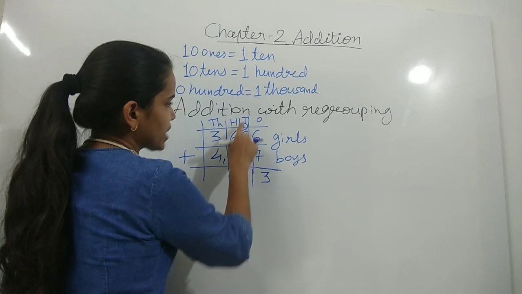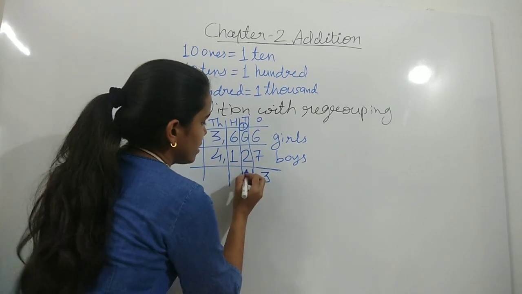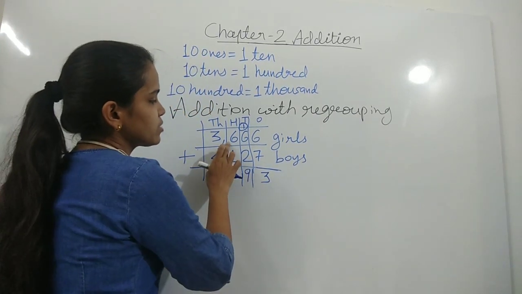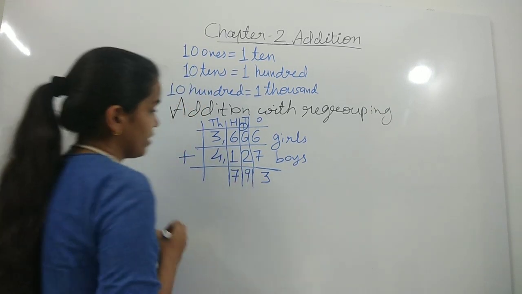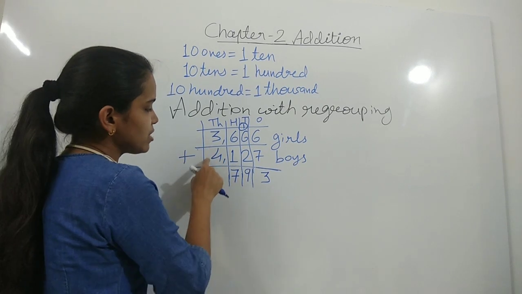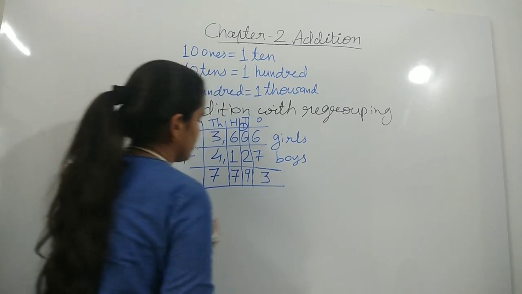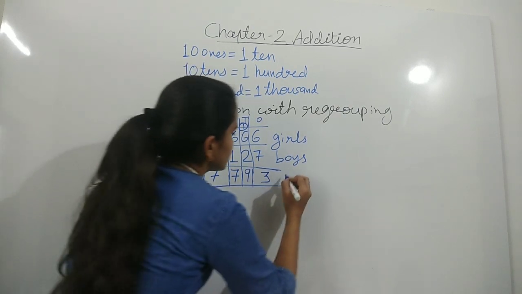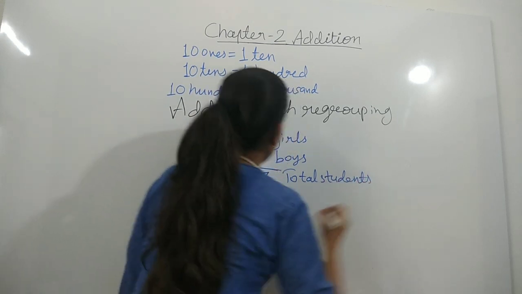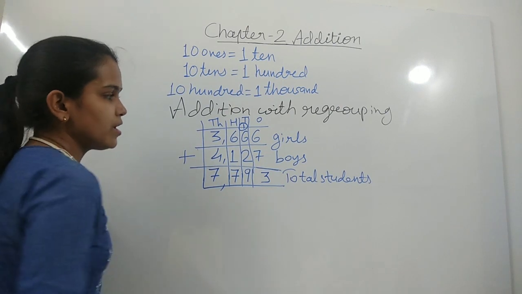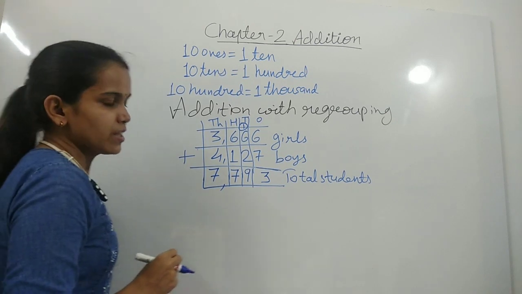Okay. Next we have to add the tens place digits. 6 plus 2 will become 8, plus carry 1 will become 9. Then in the hundreds place, 6 plus 1 is 7. In the thousands place, we have 3 plus 4, which is 7. So we have got the answer. Total students in the school are 7,793. Total 7,793 students are studying in that school.